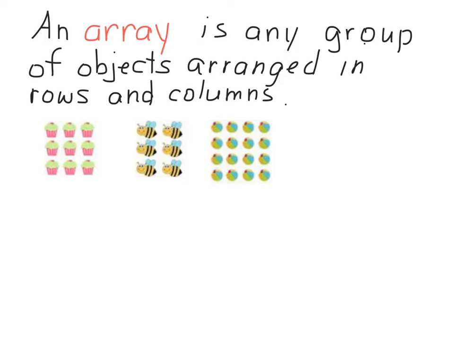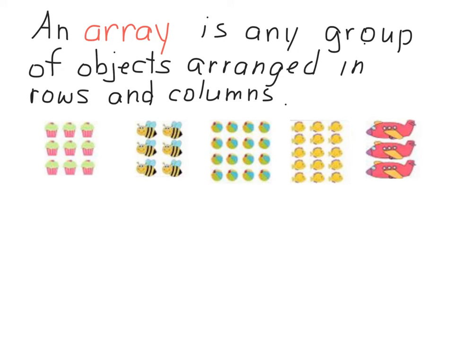These balls are arranged in rows and columns. These fish are arranged in rows and columns. These airplanes are arranged in rows and one column.